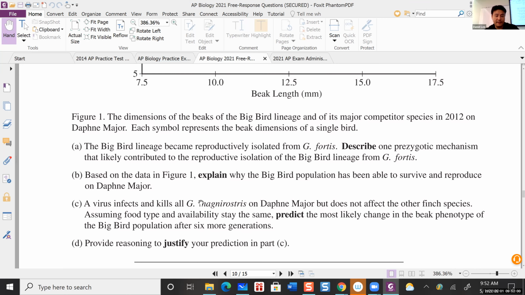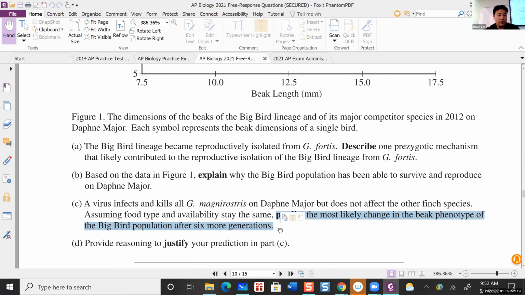And number C: a virus infects and kills GM. This is another finch, right? It does not affect other finch species. Assume the food and availability stay the same. Everything else is the same. It's just that the virus kills GM. Predict the most likely change in the beak phenotype of the big bird population after 6 more generations.